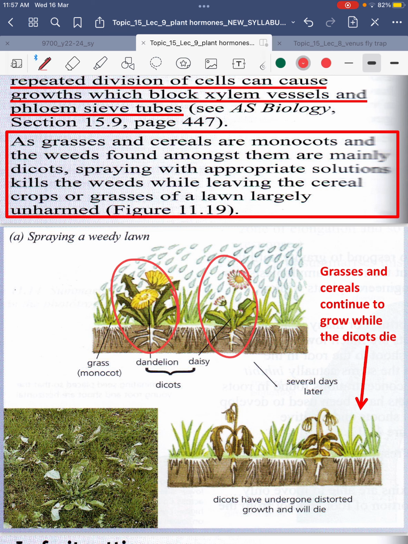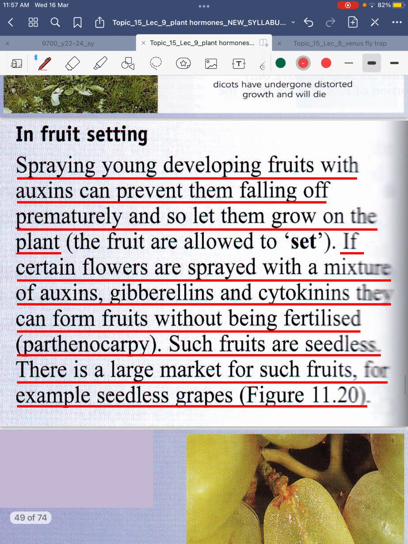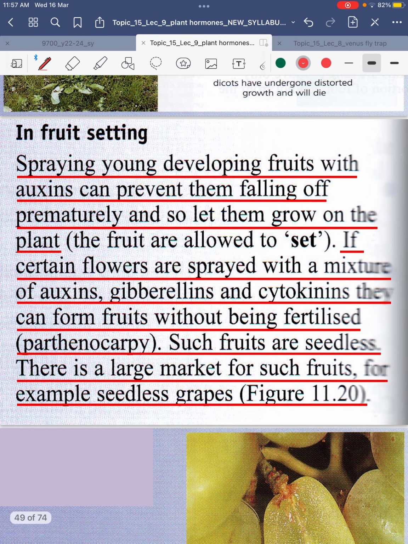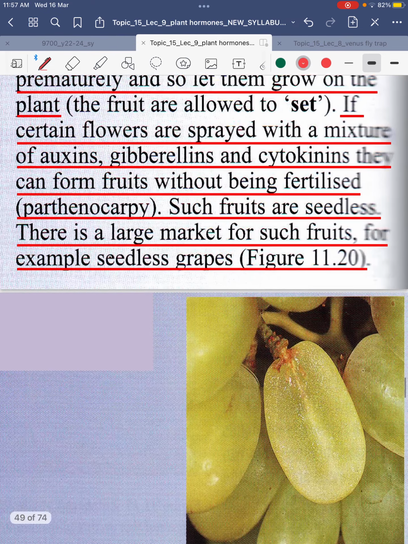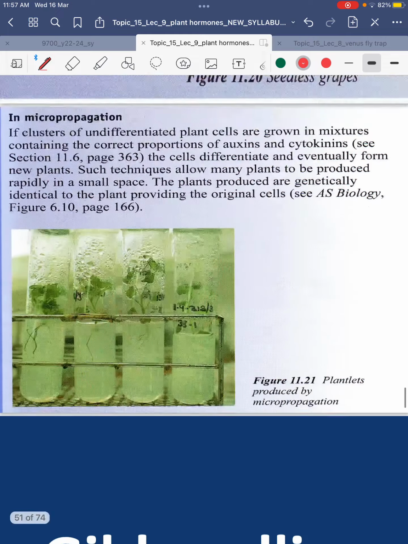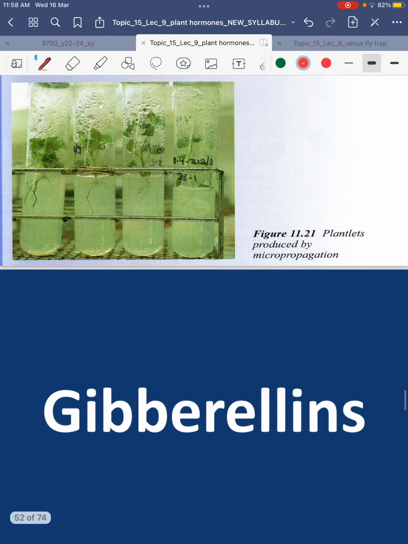So this is important, for example, if you are doing football field maintenance, because you want only grass to grow, you don't want dicots to grow, so you can apply auxin to kill the dicot plants. And in fruit setting, sorry, fruit setting means to allow the fruits to last longer. Just spray auxin, it will last longer, and as well as in micropropagation. Micropropagation is not in the syllabus anymore. So on Saturday we'll be talking about gibberellins.